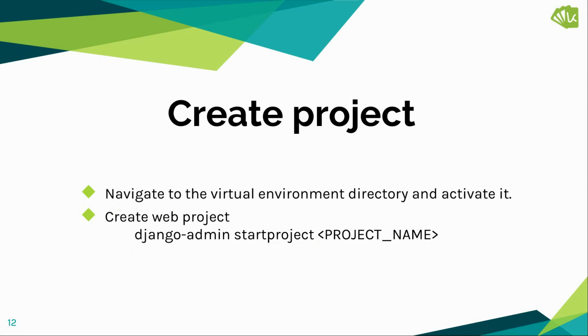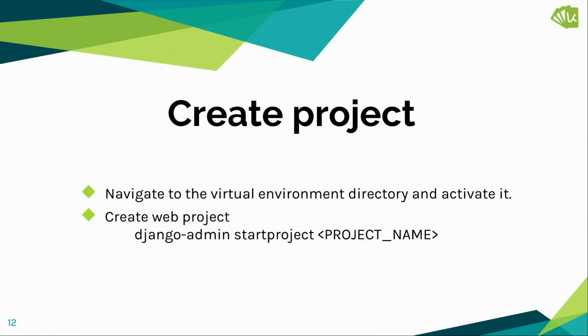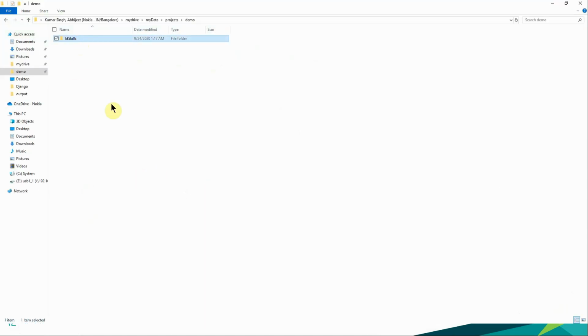So let's show how it is actually done. I'll do one thing. I have created a folder named demo. Under this folder there is nothing right now. Now I will issue the command django-admin startproject, and I'm giving the name as KT skills. I hit enter. It takes a couple of seconds, and now we'll be able to see that it has created a folder named KT skills. So this is a project that is created for us.